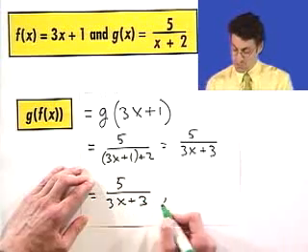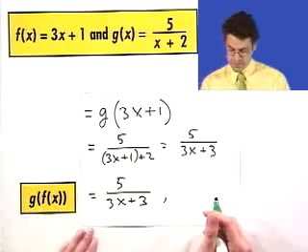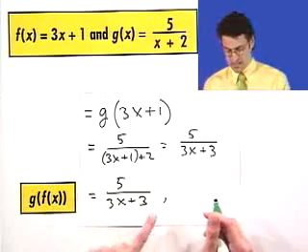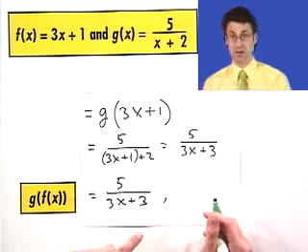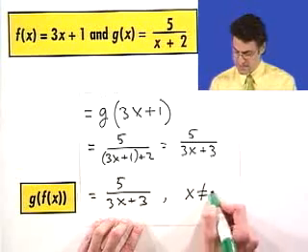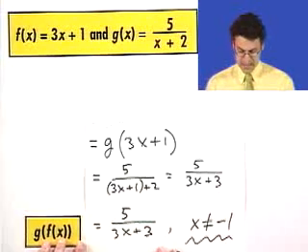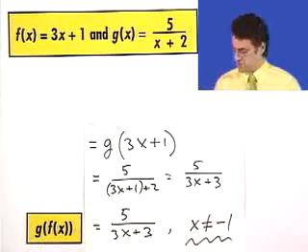What's, by the way, the domain of this composition? Well, you can see for all x except where the denominator is 0. When is the denominator 0? Precisely when x equals negative 1. So x cannot equal negative 1. And so what do we see here? That is the value of the function g composed with f.